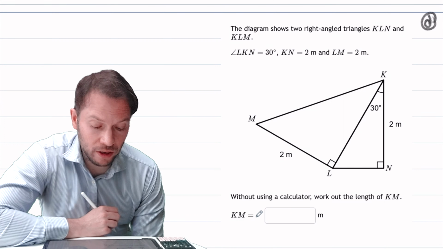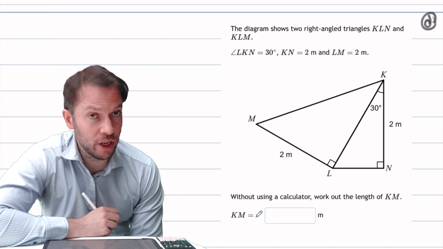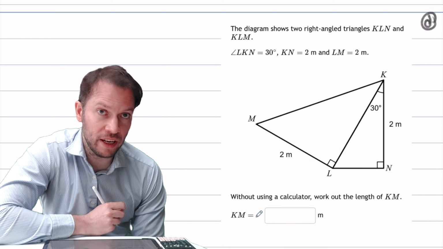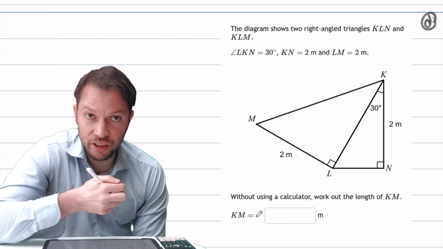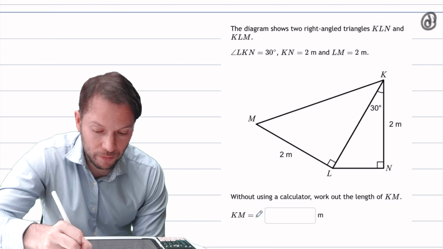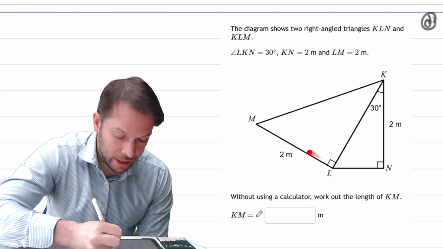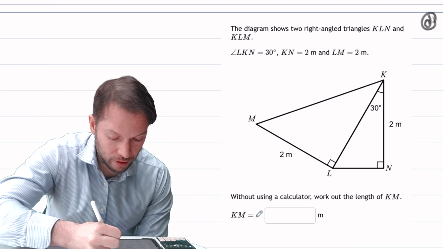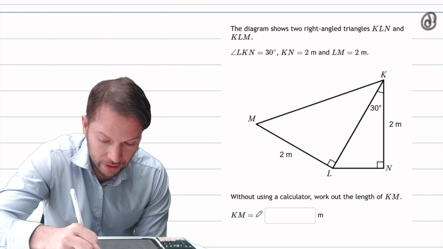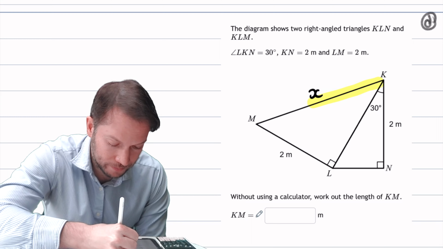Hi, in this video we're going to find an unknown side length by using a combination of trigonometry with exact trigonometric ratios. I'll explain what I mean by that in a second, as well as using Pythagoras as well. So we've got this right angle triangle here, and we're trying to find the length of KM, which is this length there. Let's just call it X, and that's what we're trying to work out.